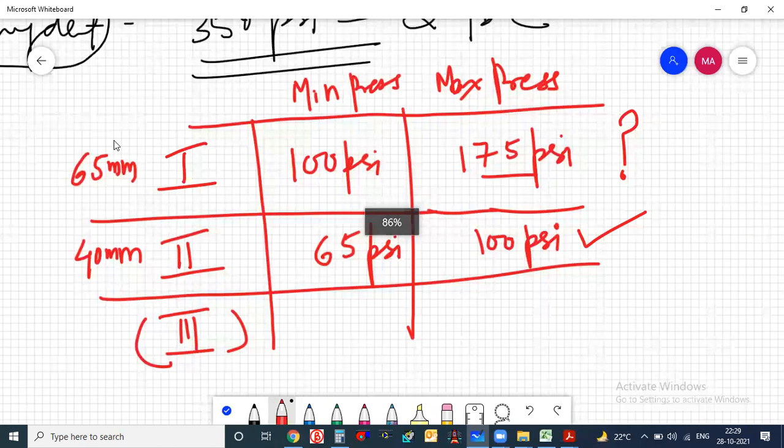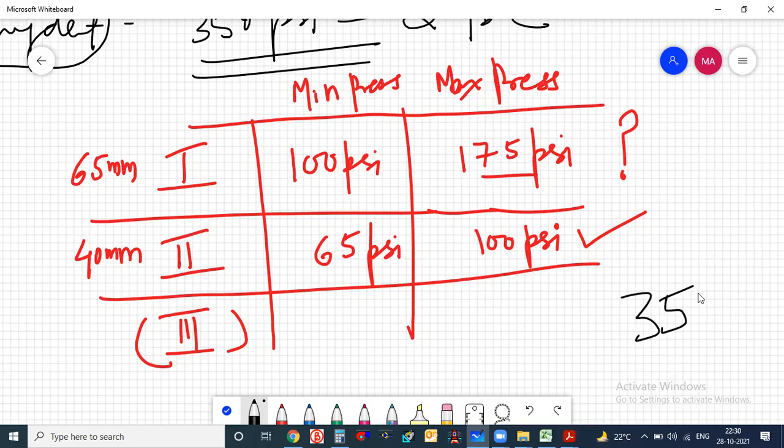But how is it possible, if the maximum system pressure is 170 psi, to get 175 psi at the 65 mm hose also? There are pressure losses in the pipe. You can use pressure reducing valves. Pressure reducing valves you can use, but for the entire system they have given a pressure of 350 psi.